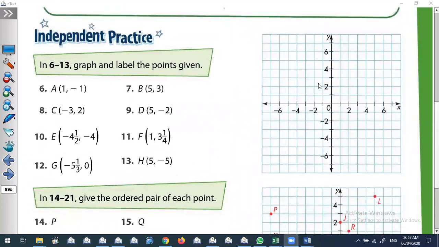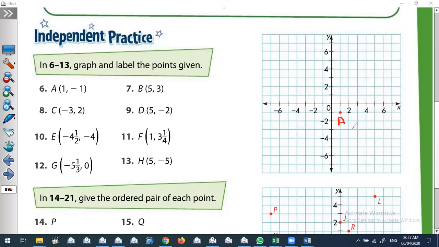Number 6. Here we have to graph and label the points given. A, 1 and -1. The first one is on x. 1 on x is here. -1, so move down 1 step. So this letter is A.